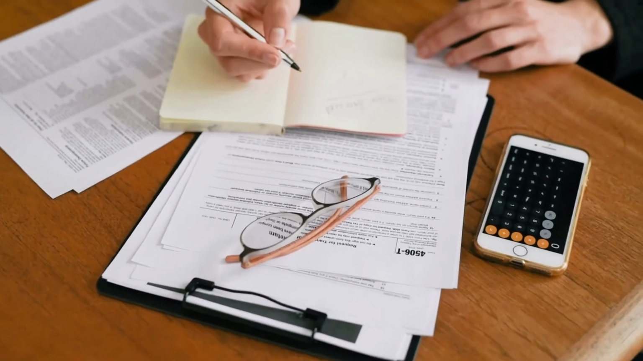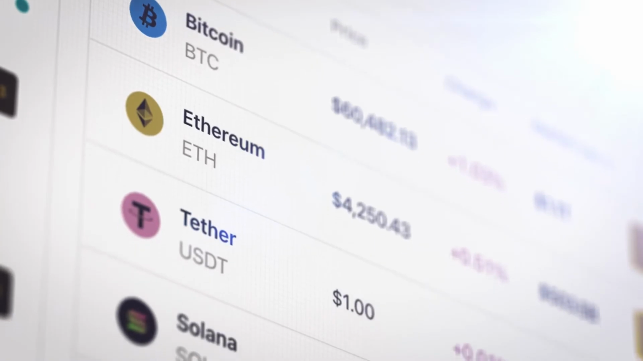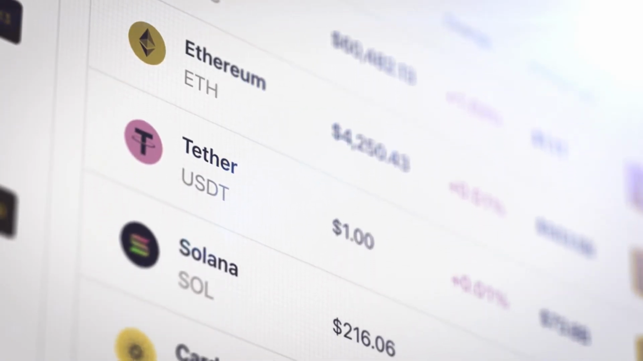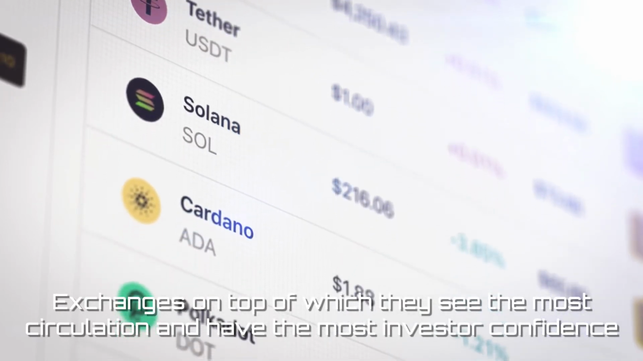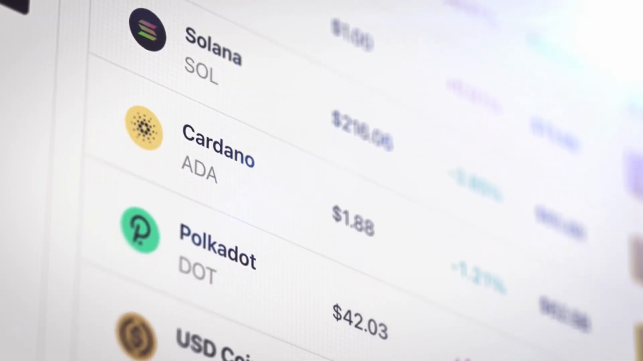However, one thing we need to prepare for is regulation, as ultimately, the further regulators push and the further these cryptocurrency projects adhere to those specific guidelines and rules, the more centralized they may become, or risk getting delisted from centralized exchanges. Exchanges on top of which they see the most circulation and have the most investor confidence, which could spell bad news for the future of the project in question. With the exponential level of growth surrounding crypto projects, regulators are in a race against time to set things straight and as regulated as possible. So we will see quite an interesting future ahead of us.